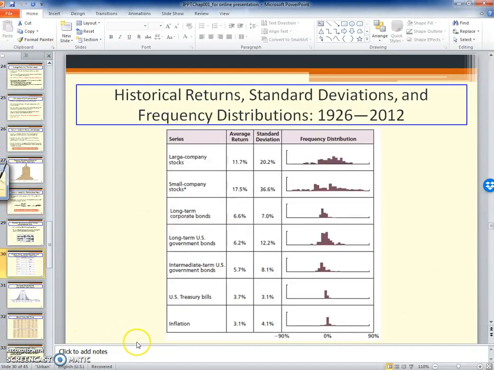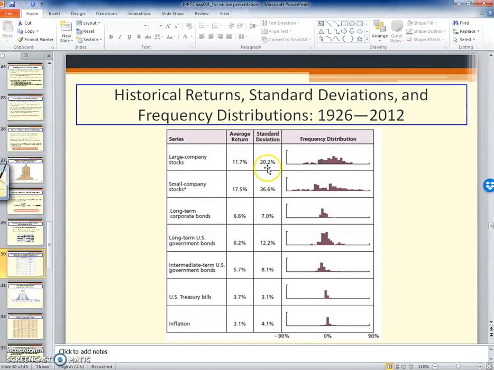So if you look at this figure right here, or this slide, you'll see that large company stocks have had an average return of 11.7% and a standard deviation of 20.2%. And this is the frequency distribution of the returns. Now, if you compare that with small company stocks, they have averaged 17.5% per year, and have had a standard deviation annually of 36.6%. So the larger the standard deviation, the larger the risk or the variability or the volatility of the returns.